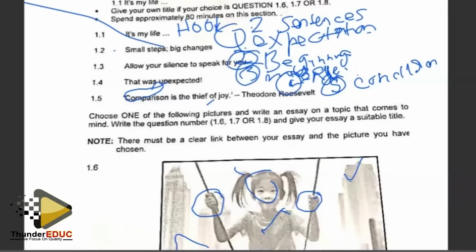For example, allow your silence to speak for you. I want to know whether you believe in this. That we allow our silence to speak for us? Should we remain silent, or should we just accept things the way they happen? All right. So that's your argumentative essay.